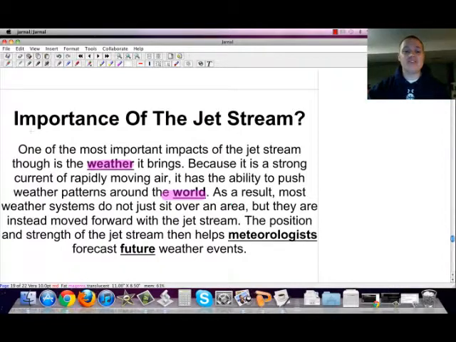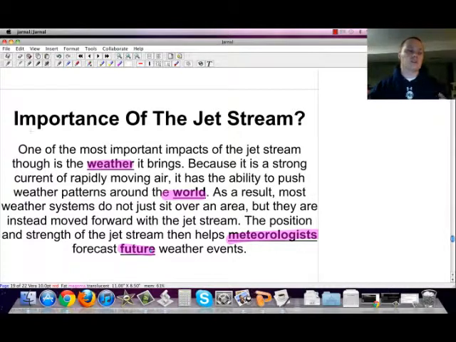The position and the strength of the jet stream basically are what helps meteorologists to predict what's actually going to happen in the future. So as I mentioned, Wood TV8 and other news organizations around West Michigan use the jet stream and information that they receive to help them predict what's going to happen over the course of the next couple days. And that's why some of the forecasts can be not so reliable after you get past day 1 or 2 because the jet stream is always changing.